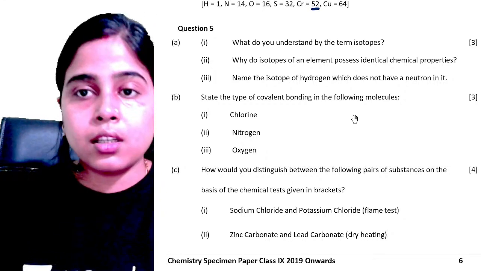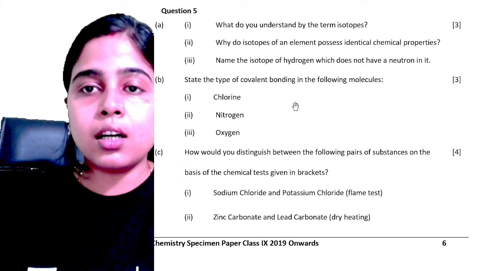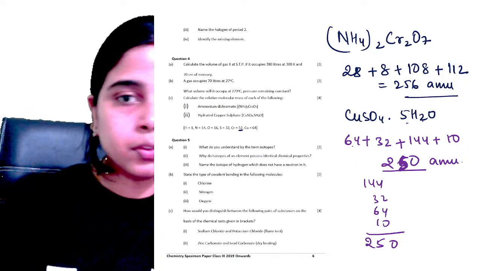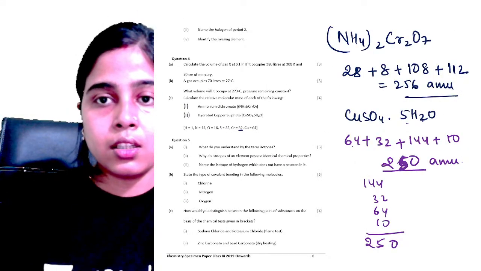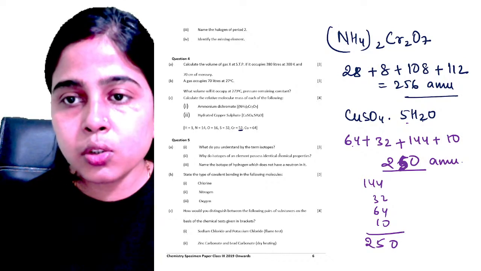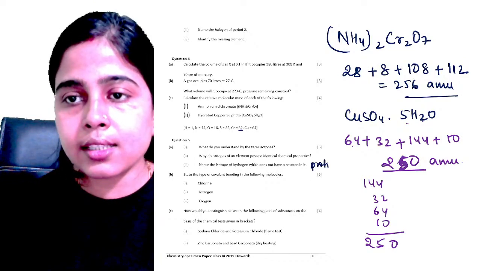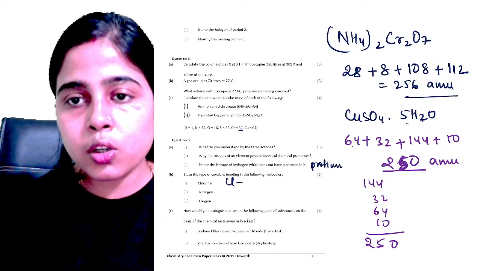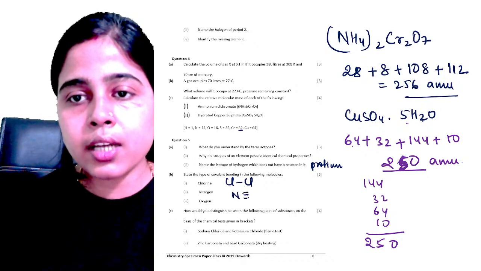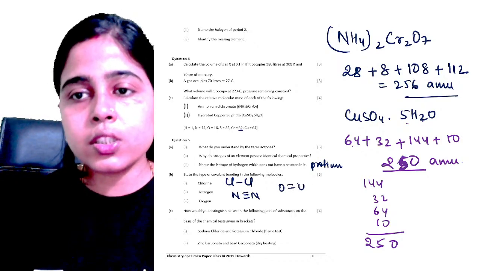Now next is, okay, let me write the answers for you. So the correct answer is here, you have already answered protium, and this is here chlorine, chlorine single bond, nitrogen, nitrogen triple bond, oxygen, oxygen double bond.